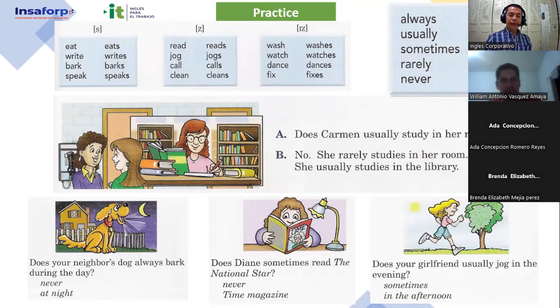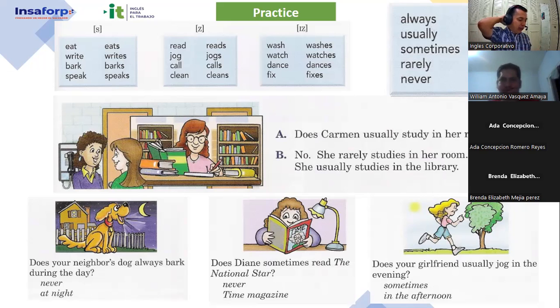No. Aquí sería eat, porque es un perrito, ¿no? No, bark, barks. Ladrar, right? It never barks during the day. It usually barks at night. Excelentoso. Nice.